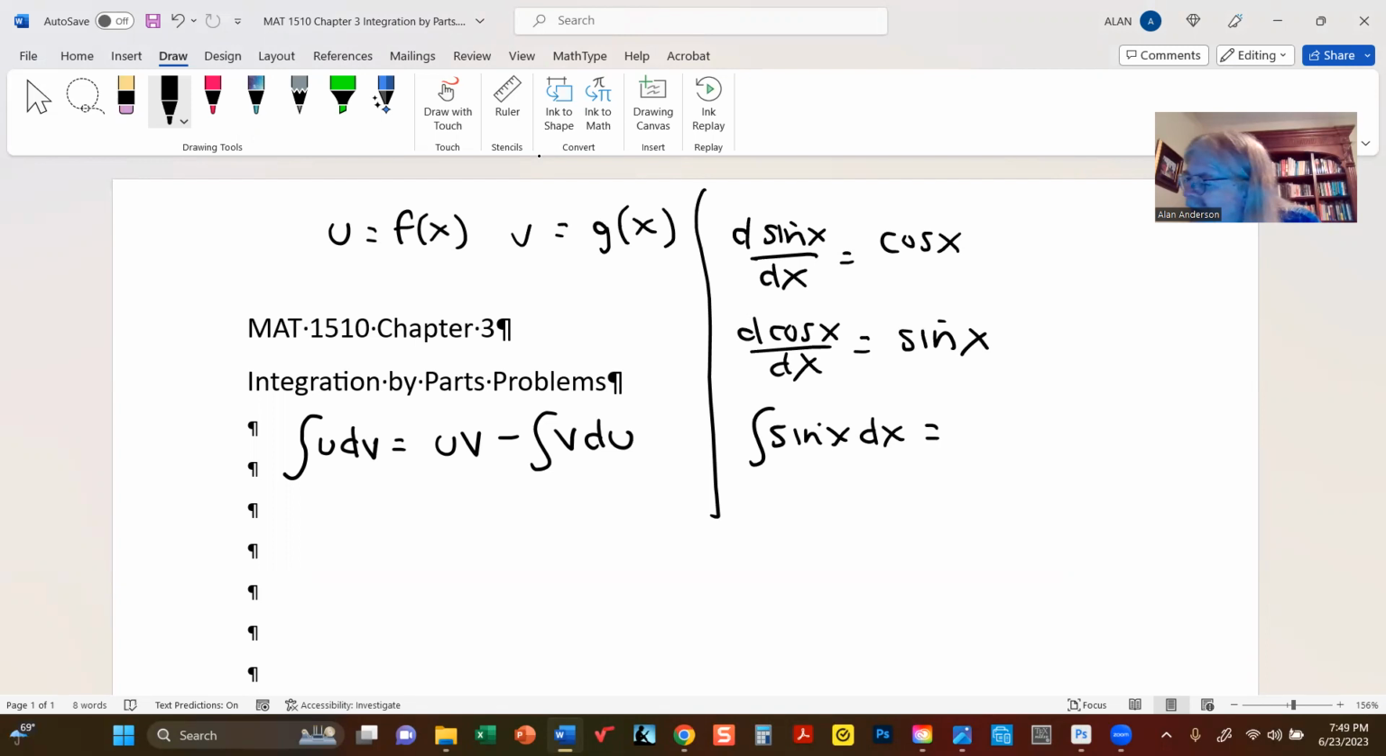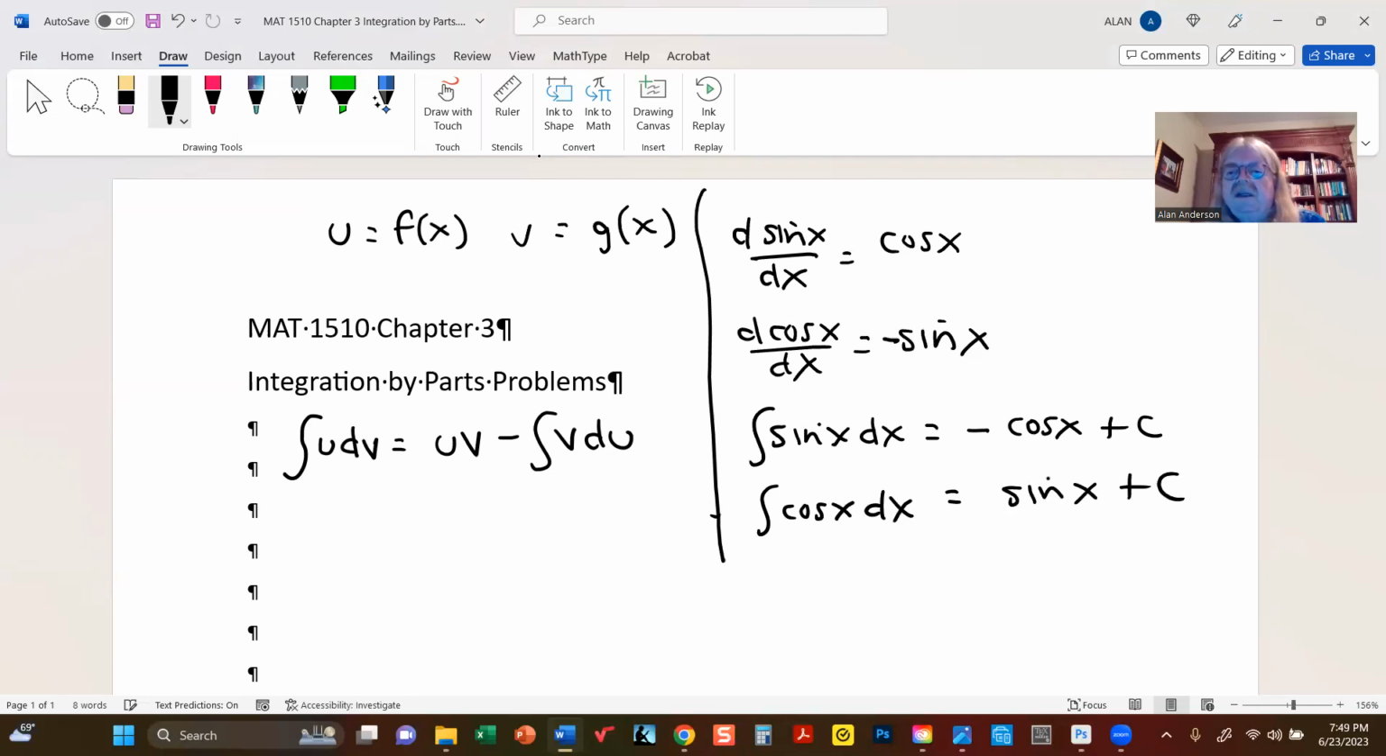Oh, oops, sorry, I missed the most important thing. There's a negative here. All right, that's better. Yes, the derivative of sine x is cosine x. The derivative of cosine x is equal to minus the sine x. So the integral of sine x dx is minus cosine x plus c. And then the integral of the cosine of x is the sine of x plus c. I put these here because we're going to need them quite frequently, as a matter of fact.